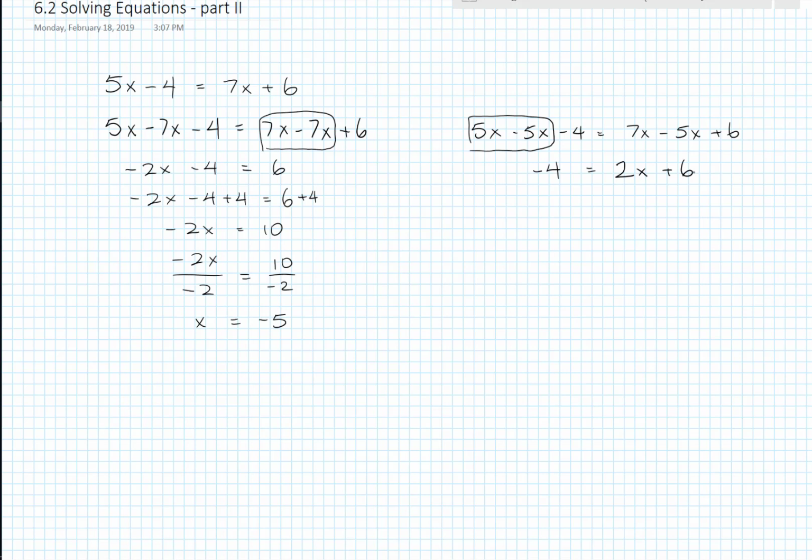At this point, it's pretty straightforward. We can subtract 6 from both sides. So 2x plus 6 minus 6, and negative 4 minus 6. The left-hand side gives us minus 10. The right-hand side, just 2x. Then we can divide both sides by 2, and we get negative 10 over 2. And so we end up with the same thing, x equal to negative 5. There's certainly nothing wrong with having the x on the right-hand side. An equation can be read from left to right or right to left, so we have x equal to negative 5. We get the same thing.